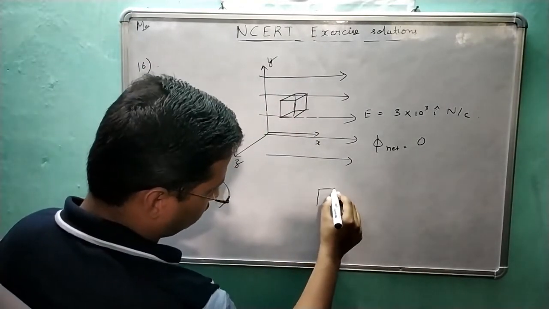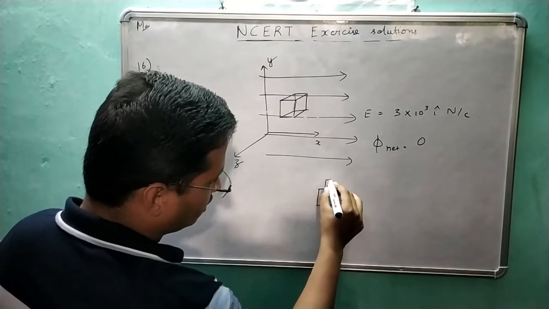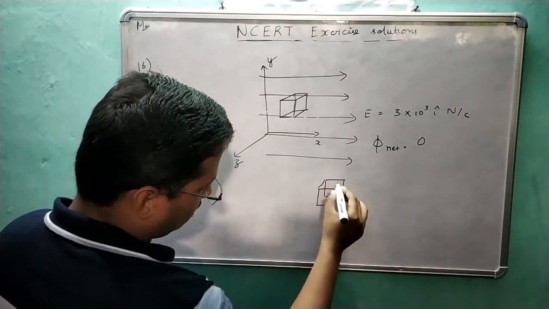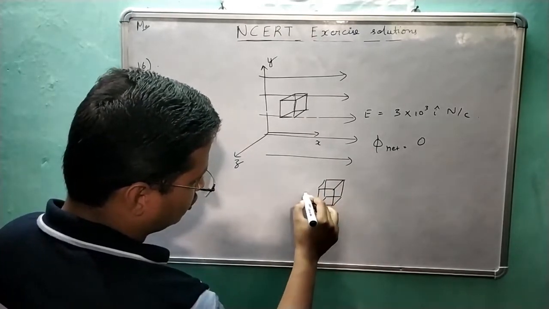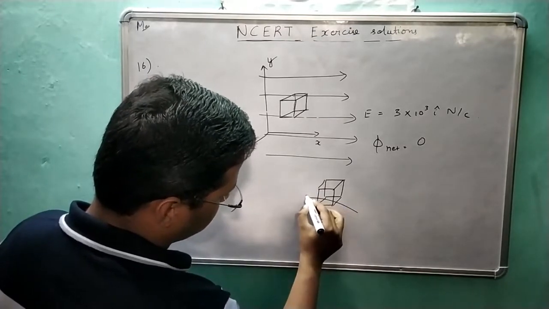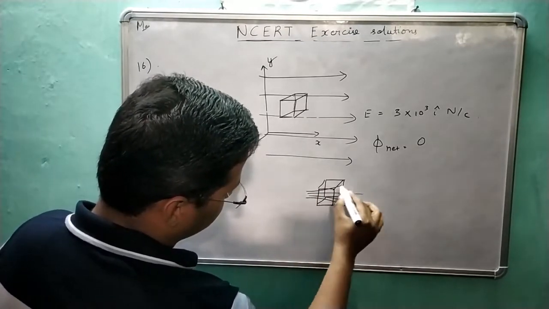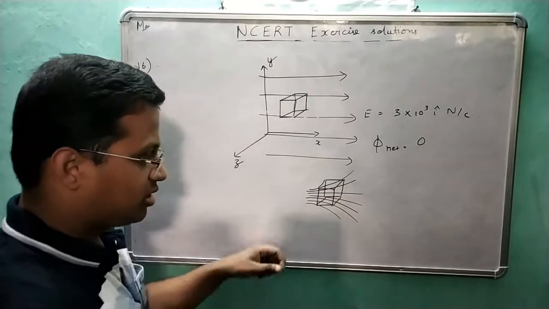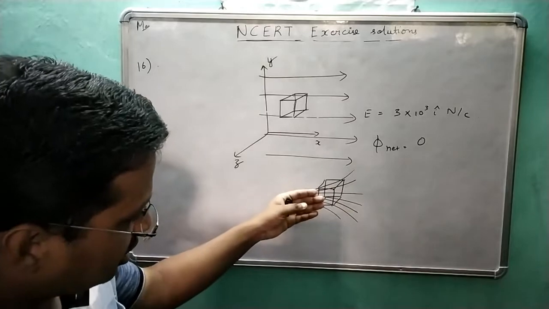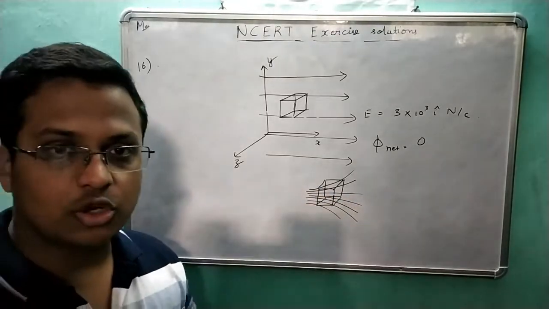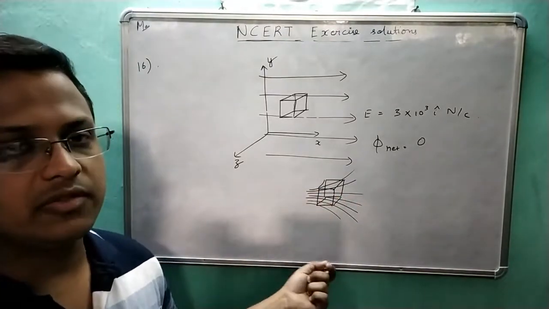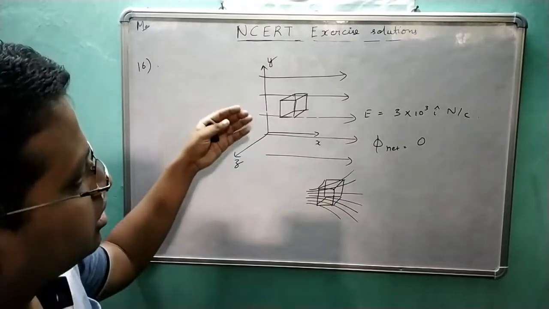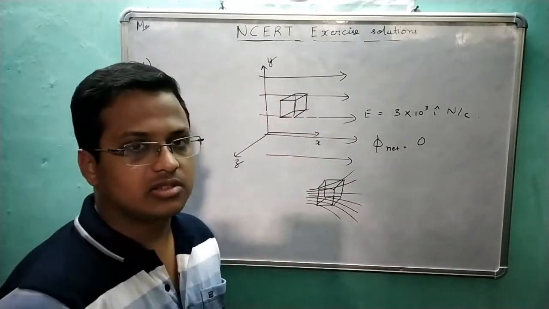Suppose we did not have a uniform electric field, suppose our electric field was something like this. In this case, the number of field lines entering and the number of field lines leaving is not the same. So there will be some net flux. Hence, in this case, the net flux is 0.